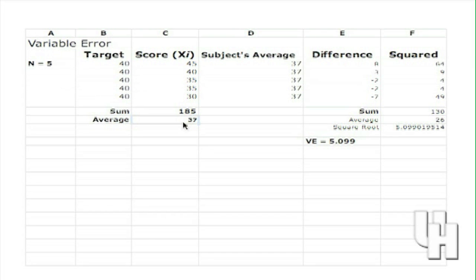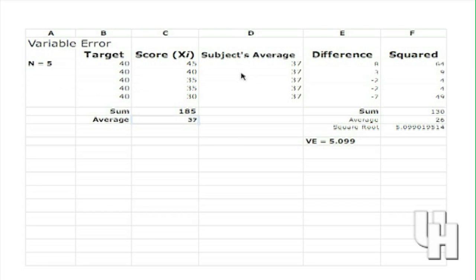Now if we think back to constant error was a negative 3, which meant that on average they were 3 units short of the target. The target's 40 and they're 3 units short of the target, hence their average performance was a 37, which we just calculated here, 185 divided by n, which is 5, equals 37. So in column D, we put the subject's average score, which is 37, in all the cells, and we're now calculating the difference between the subject's actual score and the subject's average. So what we have here is subject's column C minus column D.